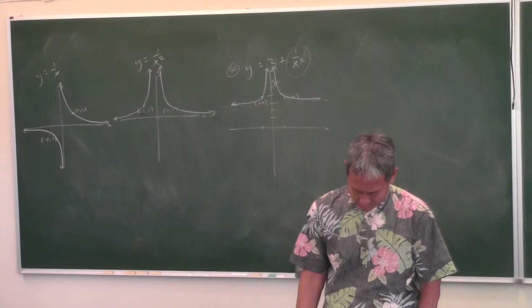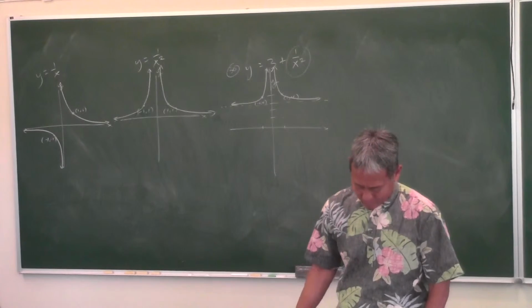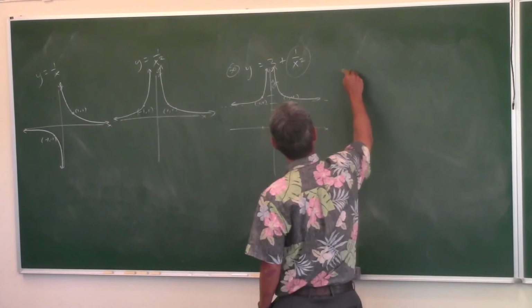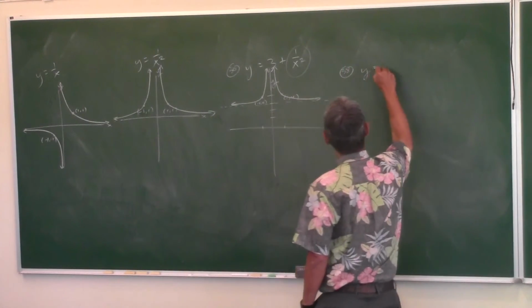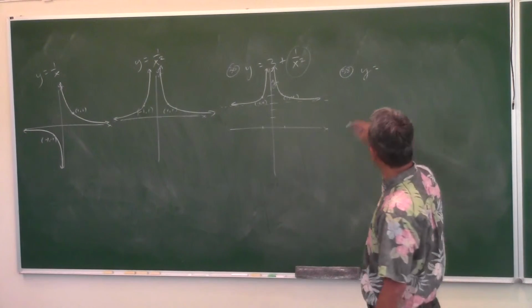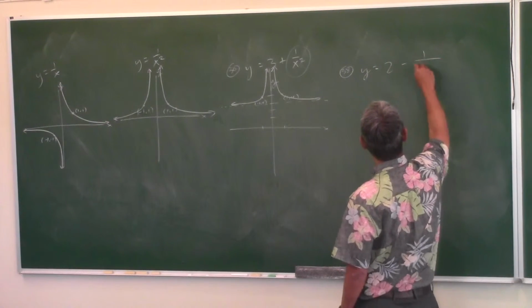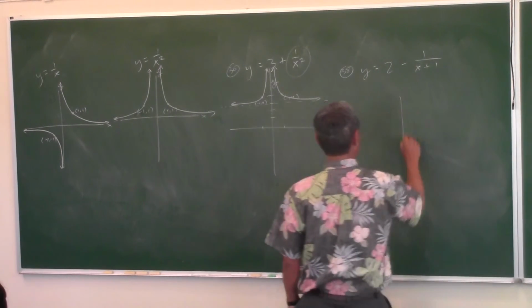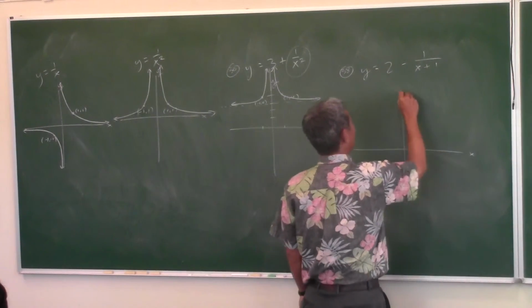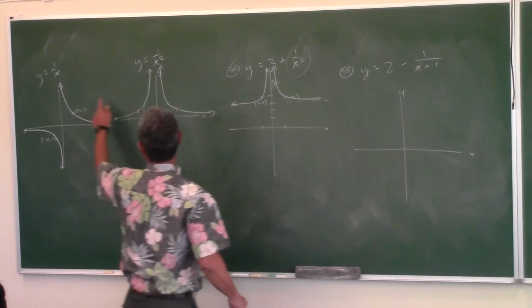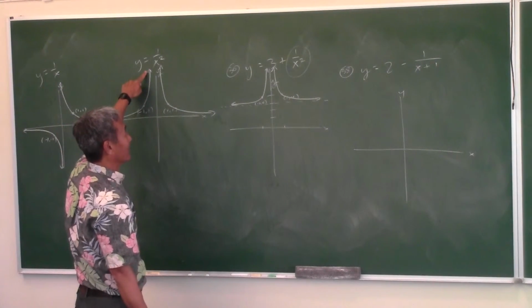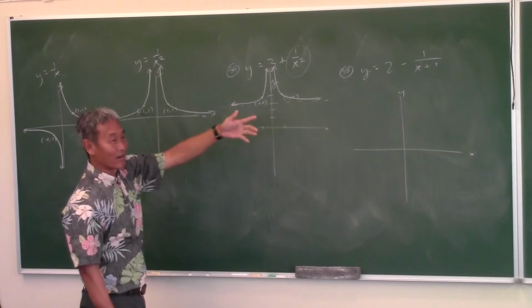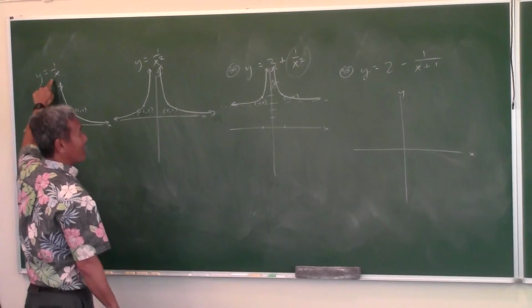Okay, and let's do one with the other one. How about number 38: y equals 2 minus 1 over x plus 1. Oh, this one has 3 things you gotta do to the graph. So what's the base graph? Is it A or B? It's A because it doesn't have the square on it, right? So here's the base graph.